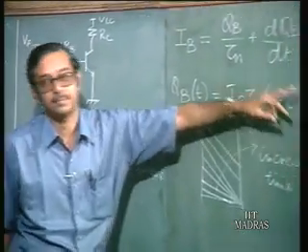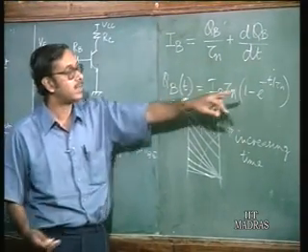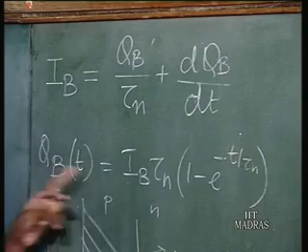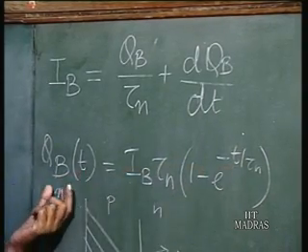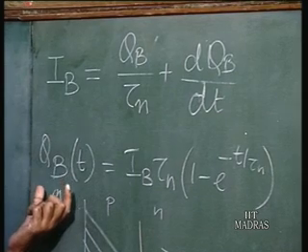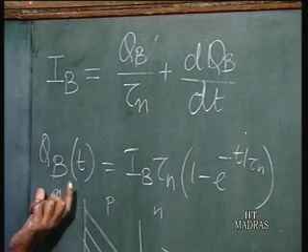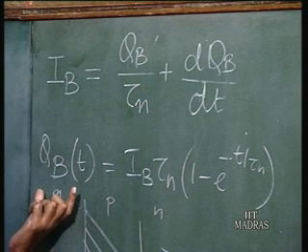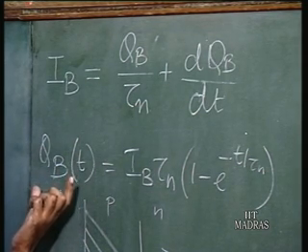In this equation, we have to see at what time t, okay, that is the QB(t) equation, at what time t, QB(t) becomes equal to the value at saturation. Okay. What is this value at saturation? How much is QB(t)? What is the value of QB(t) at saturation?